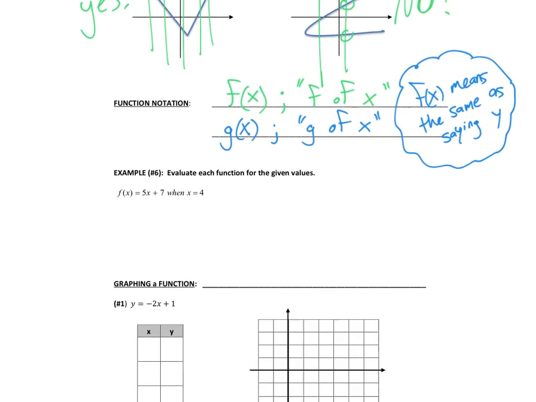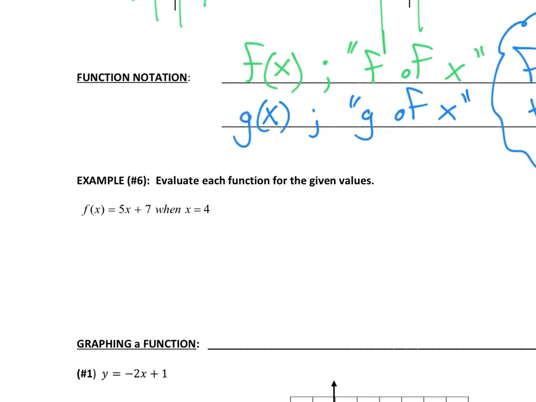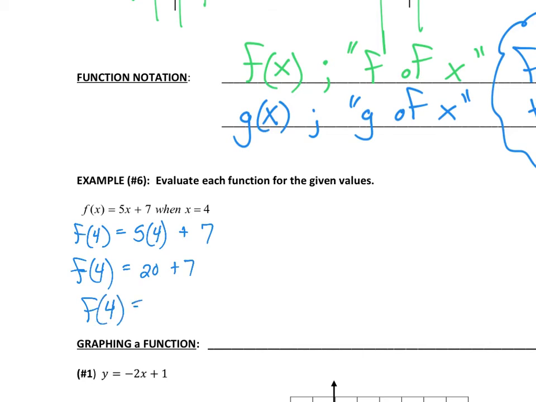So like in example 6, it says evaluate each function for the given values. So f of x equals 5x plus 7 when x equals 4. So what you're going to do is take your function and put 4 in for x. So we're going to input, or put in, 4. That's why we call the x's inputs. So it'd be f of 4 equals 5 times 4 plus 7. So f of 4 is equal to 20 plus 7. So f of 4 is 27.